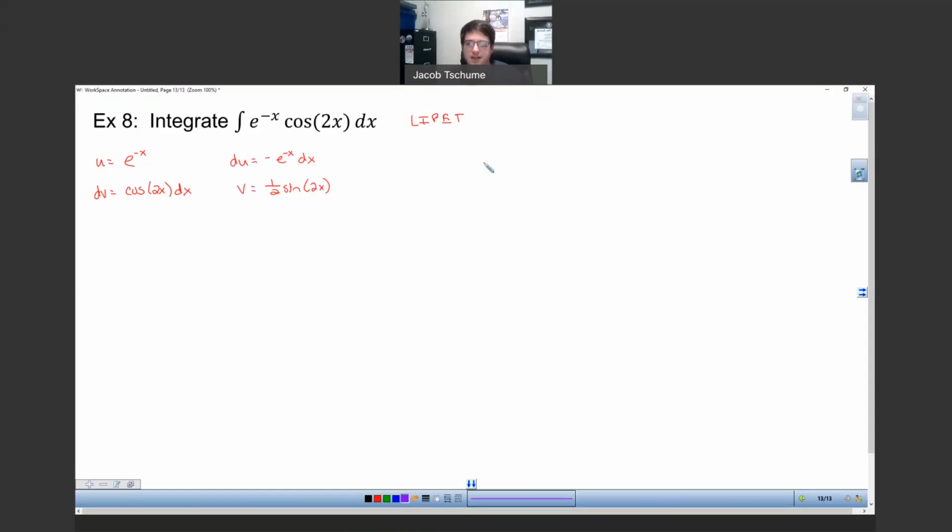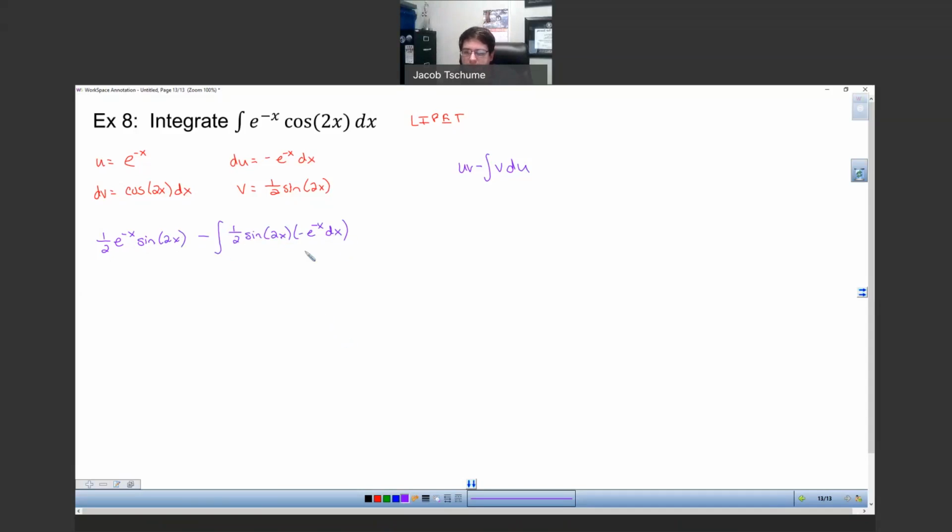We're still doing integration by parts, so uv minus the integral of v du. So when I multiply the u times the v, I would get 1/2 e to the negative x times the sine of 2x minus the integral of v du, which is 1/2 the sine of 2x times a negative e to the negative x dx.